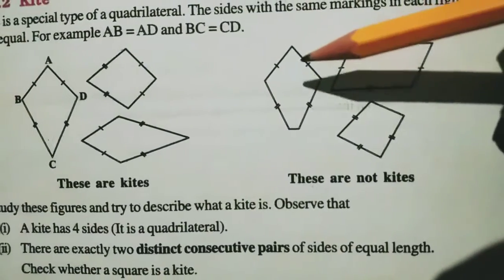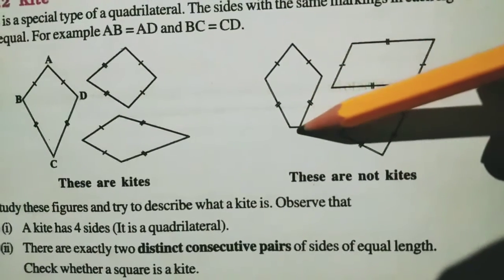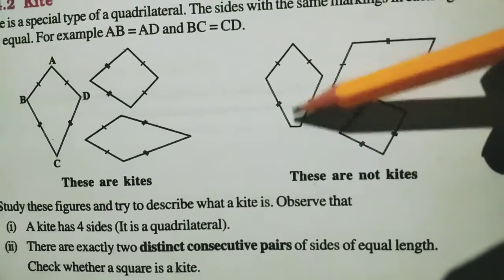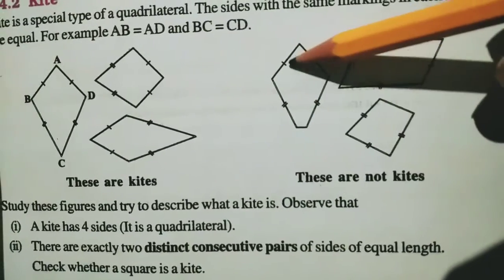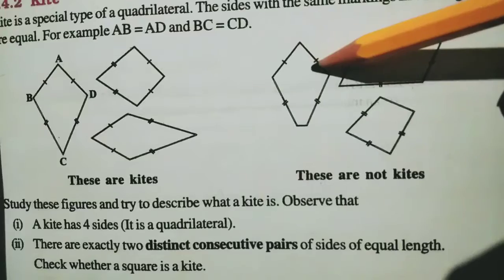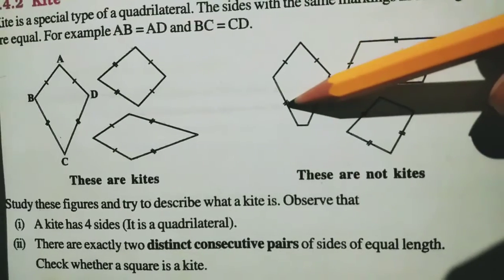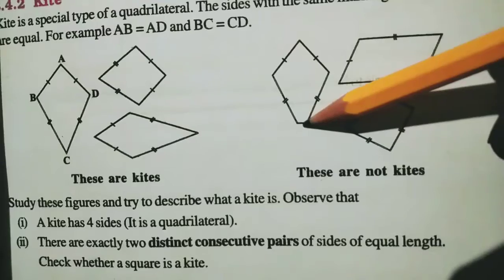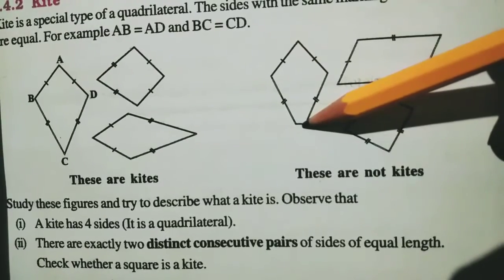So you can see here, because it has one more side, five sides. To be a kite, to be a quadrilateral, it should have four sides only. This side and this side are equal to each other, and this side and this side are equal to each other. It is looking like a kite, but one more side is there. That's why it is not a kite.